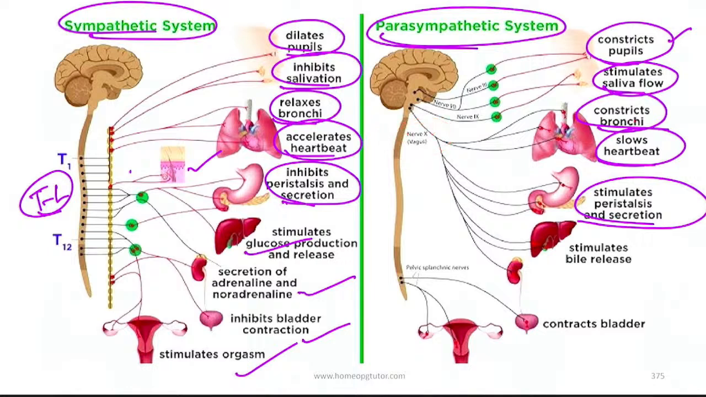The bronchial constriction, the slowing of heart rate, the peristaltic movement, the secretion of gastric juice, and also the secretion of bile, everything is controlled via the vagus nerve. Also, it has an action on the kidneys. And mainly, the sacral outflow is activated via the pelvic splanchnic nerve, S2, S3, S4. That has an action on the bladder. It contracts the bladder. Okay, it has an action on the bladder via contraction.